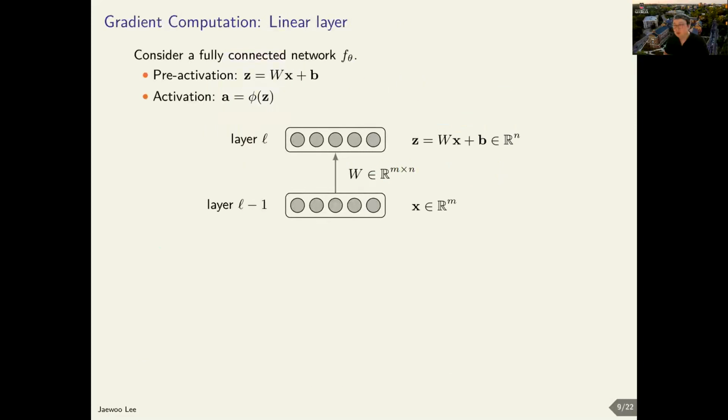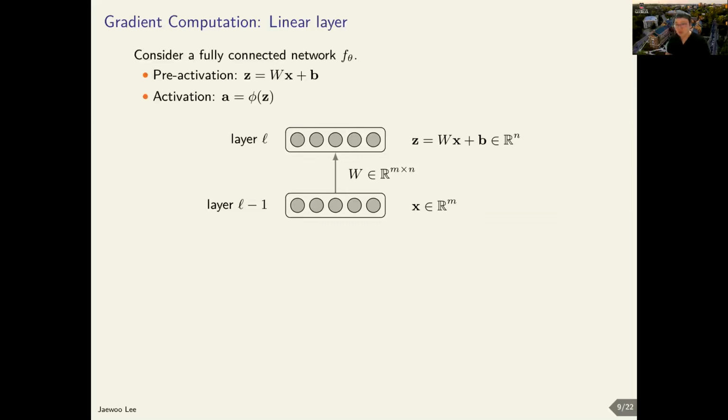To get an idea, we take an example of a fully connected network. We are going to inspect the mathematical derivation of calculating the per example gradient for linear layers. We denote the pre-activation by Z, and we use small letter a to denote the activation of the layer. Here, the Greek letter phi corresponds to the element-wise activation function.